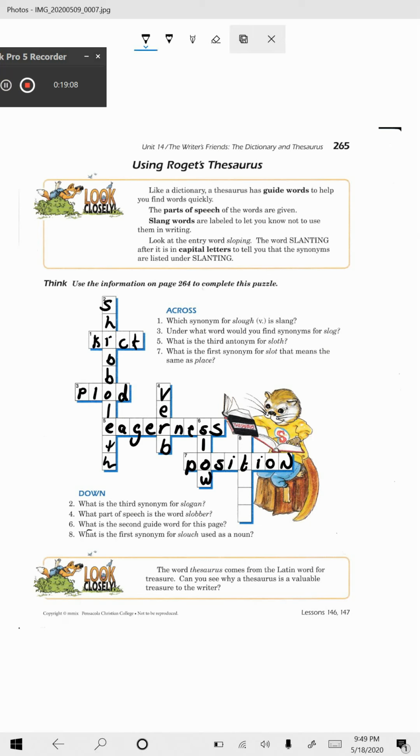8 down. What is the first synonym for slouch used as a noun? So go back to slouch. There it is, top of the second column. The first slouch is used as a verb, right? But then if you go about 3 lines down, you'll see the N, a dash and an N. Do you see that in slouch? They want to know the first synonym for slouch as a noun, and I see the word stoop. Do you see that? There we go. All right, let's turn the page. We're getting close.